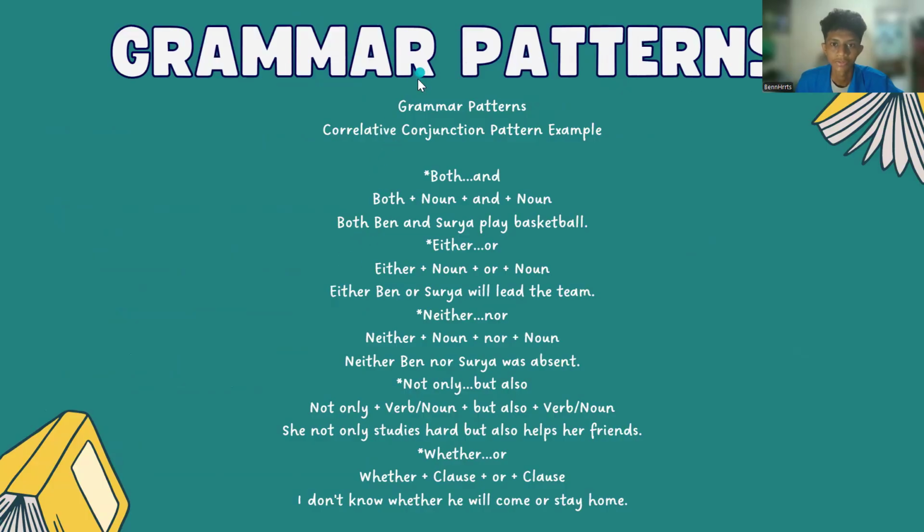And this is for grammar pattern for correlative conjunction. Both and: both plus noun and plus noun. For example, both Ben and Surya play basketball. Either or: either plus noun or plus noun. Either Ben or Surya will lead the team. Neither plus noun nor plus noun. Neither Ben nor Surya was absent.